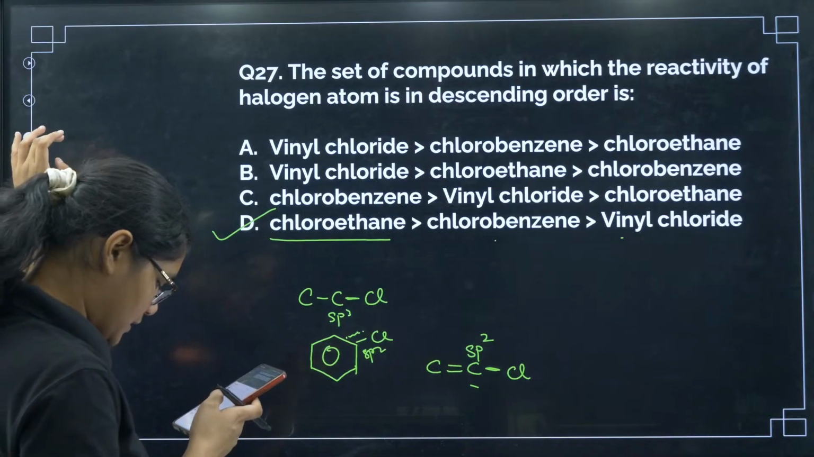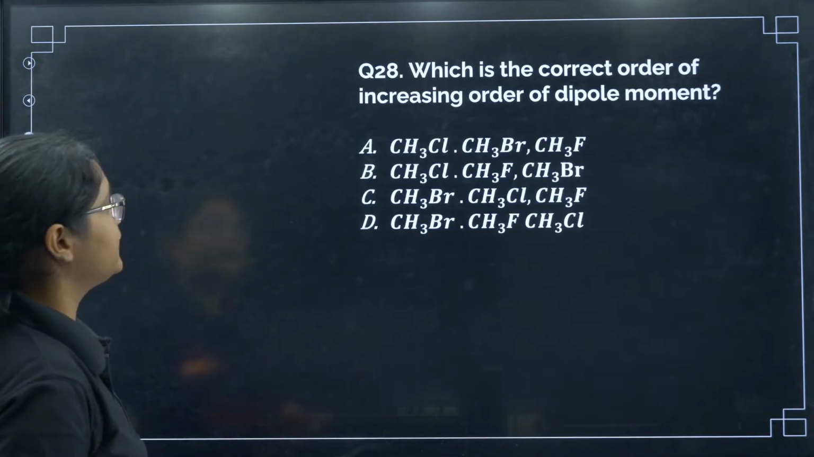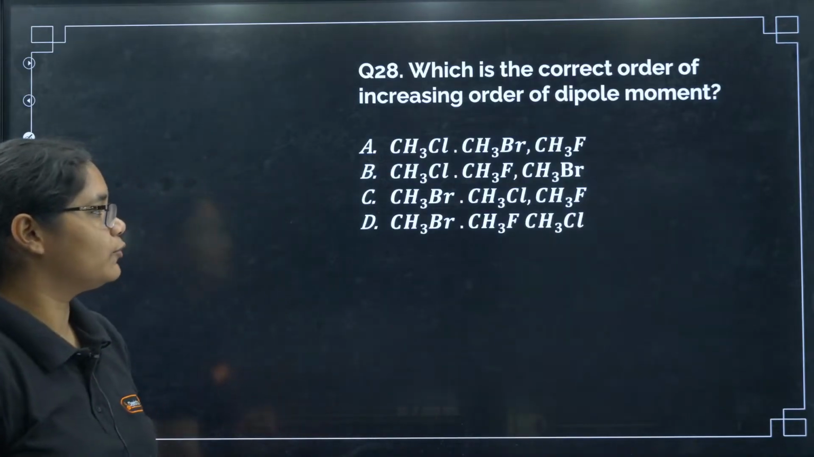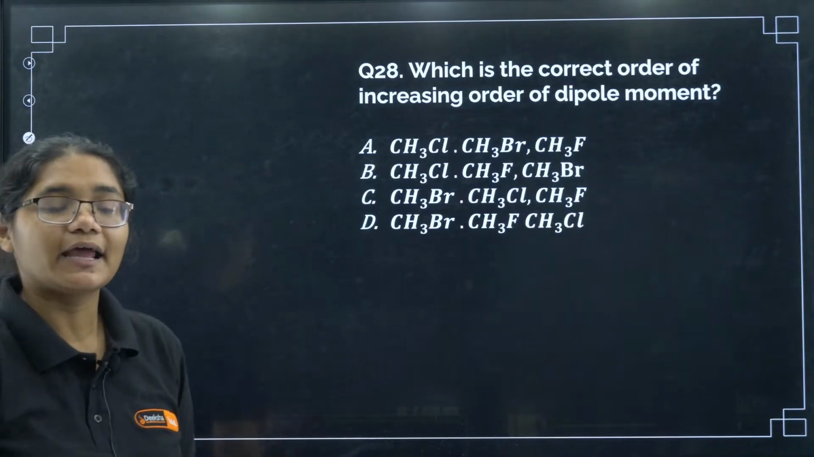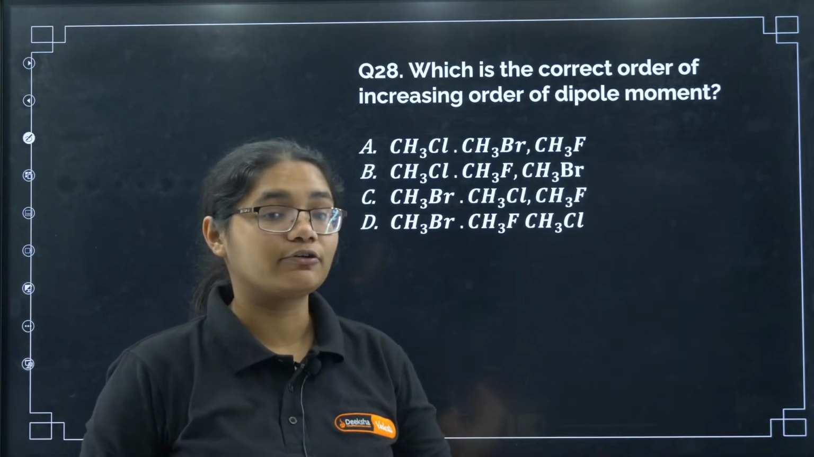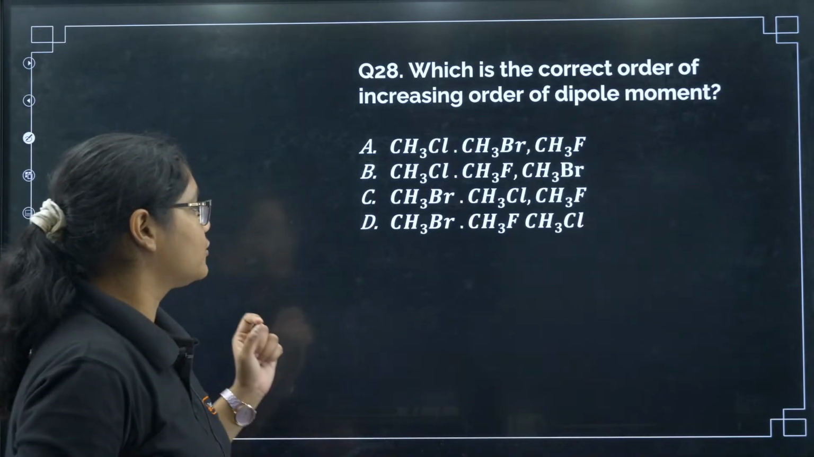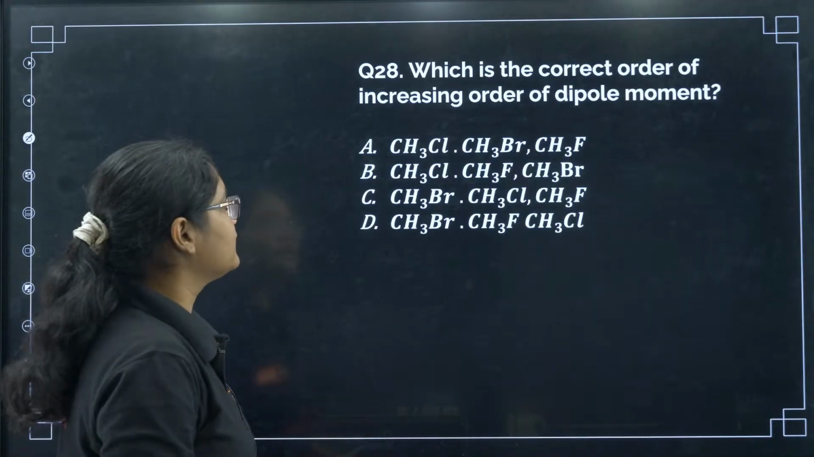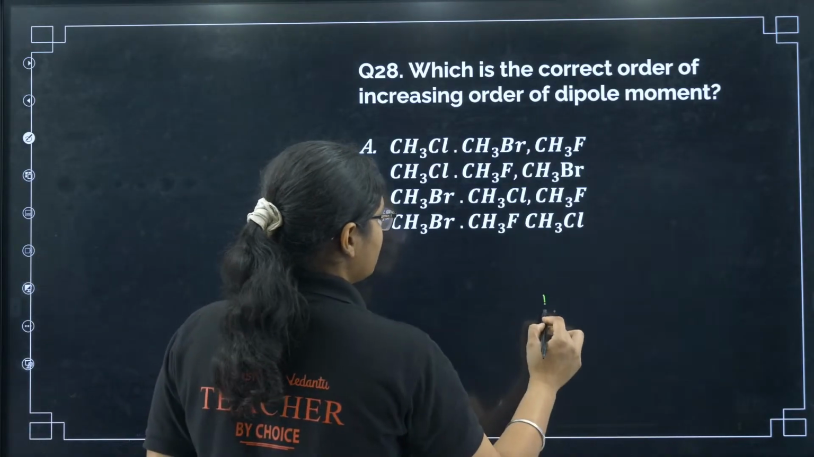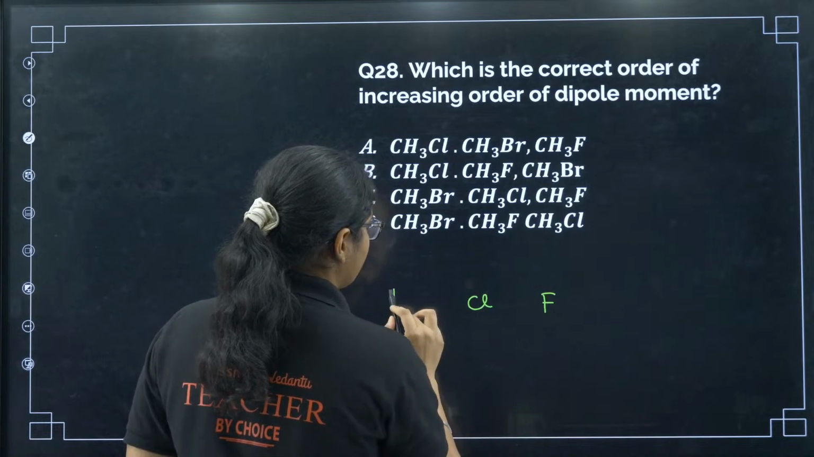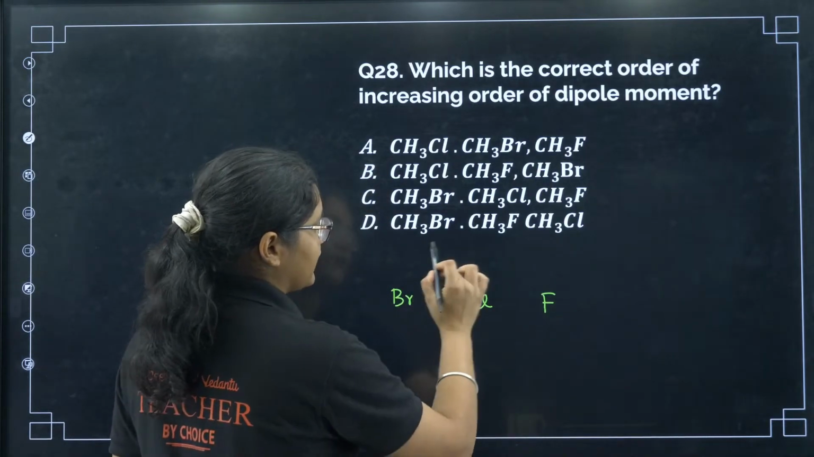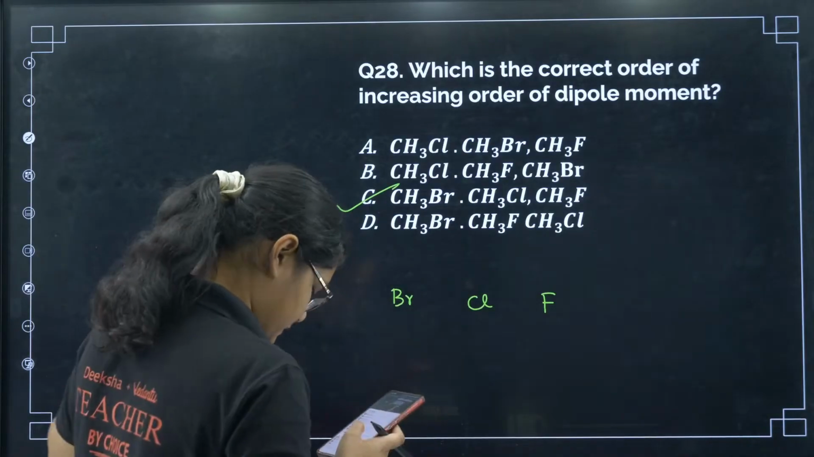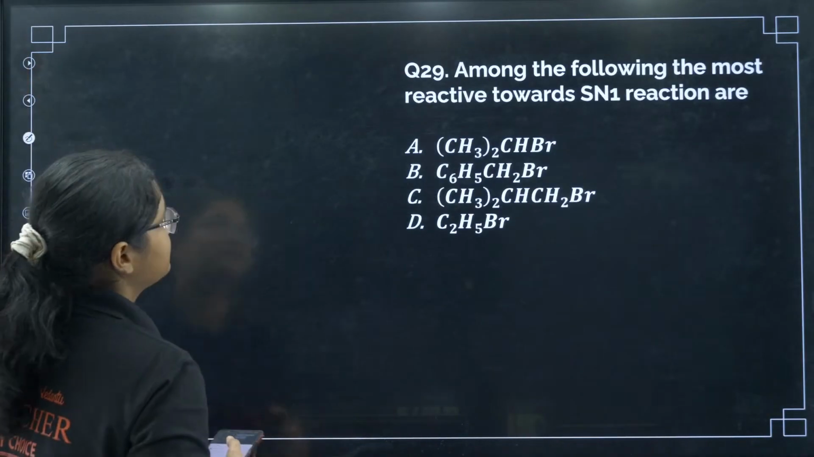Okay. Next, question number 28, which is the correct increasing order of dipole moment. This is also very easy. Dipole moment depends on the electronegativity, right? You have chloromethane, bromomethane and fluoromethane. So in increasing order, we know fluorine, then you will have chlorine and then bromine based on their electronegativity order. So it has to be option number C here. Yes, all of you are correct, those who are saying C.